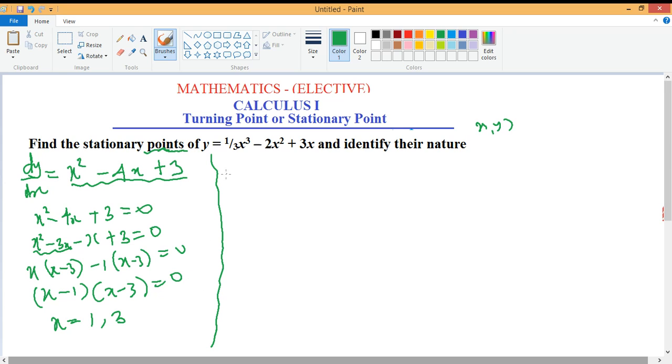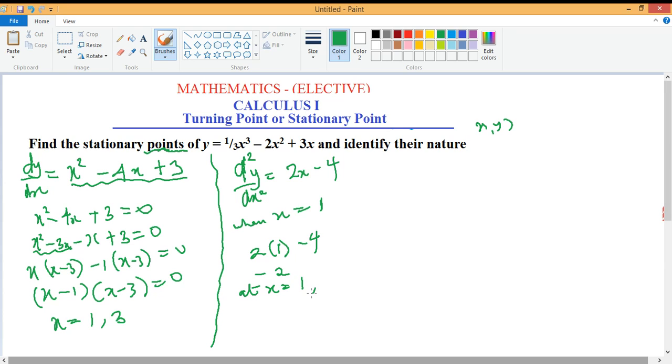Now, we need to identify the nature by finding the second derivative. So d squared y over dx squared, we are differentiating this function. We get 2x minus 4. When x is equal to 1, we'll have 2 multiplying 1 minus 4. That will give us -2. It means at x is equal to 1, the curve is maximum, because we obtain a negative value.